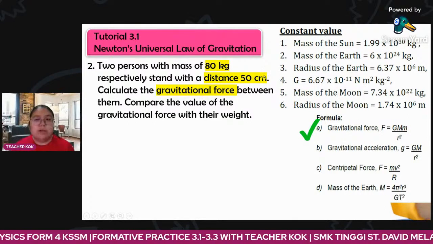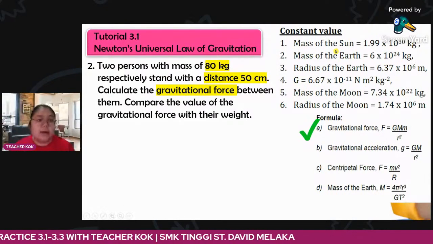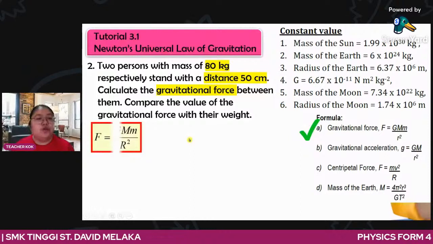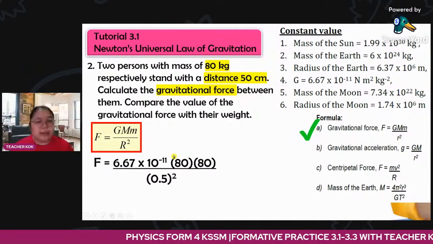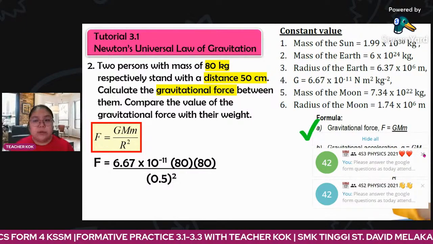Now all these things are not related because they're talking about persons, not the Earth and Sun. So from here, we just take F, G is the same, the gravitational constant. Then the masses are different, because the masses are 80 and 80. Then the distance we also follow from the question.